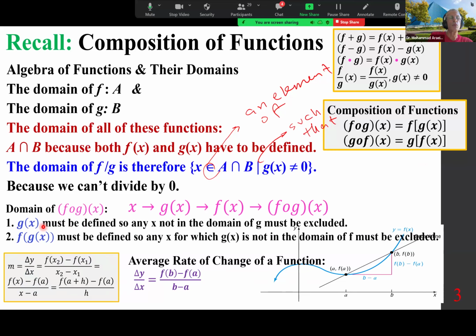And in that case, the domain of g must be defined. So if you're looking at this one, any x not in the domain of g must be excluded. Also, f of g of x must be defined. So any x for which g of x is not in the domain of f must be excluded. You can look at the recordings of what we have done.